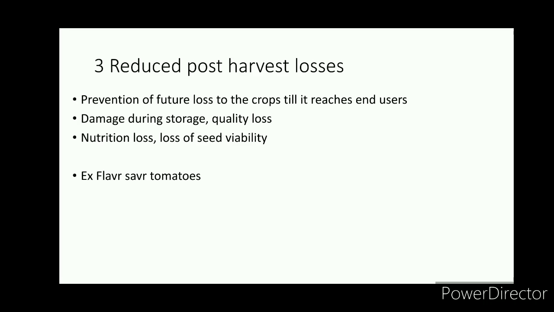This can be prevented, as well as some crops, when they are stored for a long time, that will lead to the quality loss or it will lead to the nutrition loss. Once again, these losses can be reduced by genetic engineering techniques. So, GM plants reduce the post-harvest losses. It helps in the prevention of the post-harvest losses till it reaches the end users.